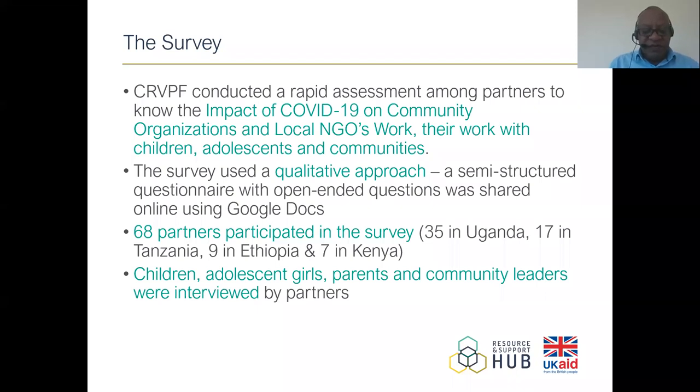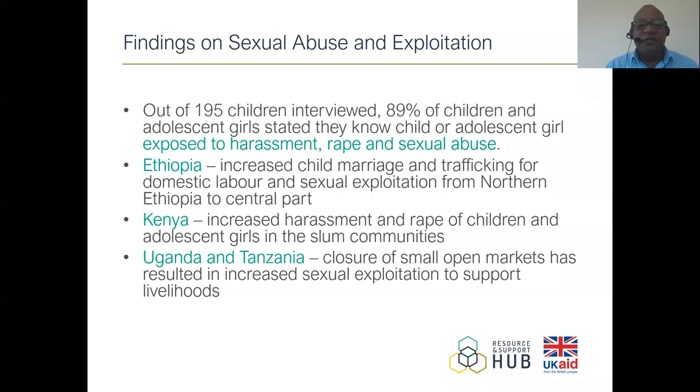The objective of the survey is to look at broader issues of COVID-19 impact on our partners' work with children, adolescent girls, families and communities. It has broad findings, but for the sake of time and the objective of this presentation, I will only focus on the issue of sexual exploitation and the situation of child safeguarding. Out of 195 children interviewed by partners, 98% of children and adolescent girls stated they know children and adolescent girls exposed to harassment, rape, and sexual exploitation.